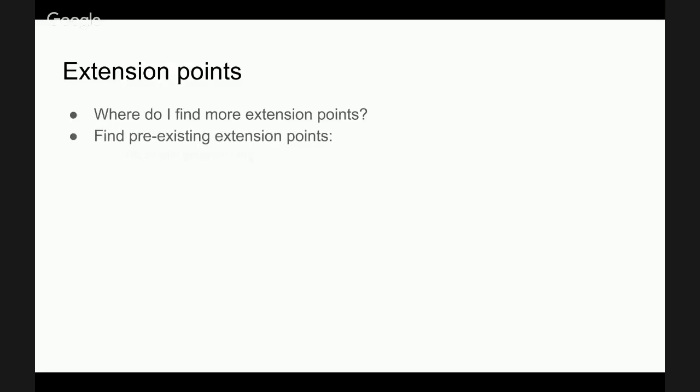I assume that everyone is probably asking, where do I find more of these extension points? Jenkins already has a lot of predefined extension points. If you go to the wiki page and just search extension points, and it should also be in the notes page, it will be available, so you can actually search from within there for the other extension points that currently exist.